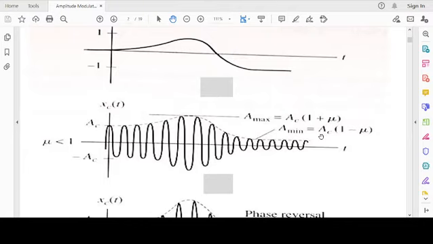So if mu is equal to 1, the minimum value is 0. It barely touches the 0. So it varies from this max to 0 for mu equal to 1. If mu is greater than 1, we'll see what happens in the next picture. But you see that for mu less than 1, whatever the message signal looks like, you see the envelope. This is known as the envelope. The envelope faithfully represents the signal.